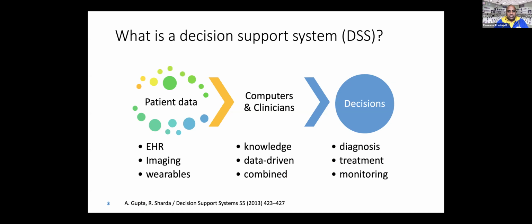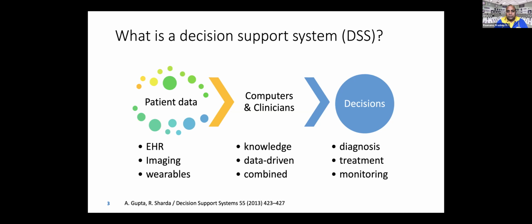When I say decision support system, what I mean is simply any combination of patient data, not just neuroimaging, but also electronic health records, wearables, gait, speech, and whatnot, in combination with computers and domain knowledge from clinicians, either knowledge or data driven, or a form of both, to help make good or better decisions. Often we think about it in terms of diagnosis, but it could be for treatment or monitoring too, but I focus a lot on diagnosis.